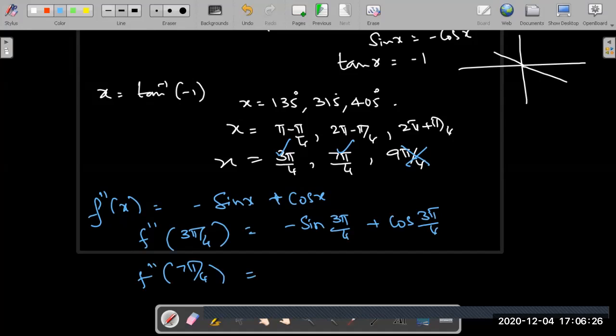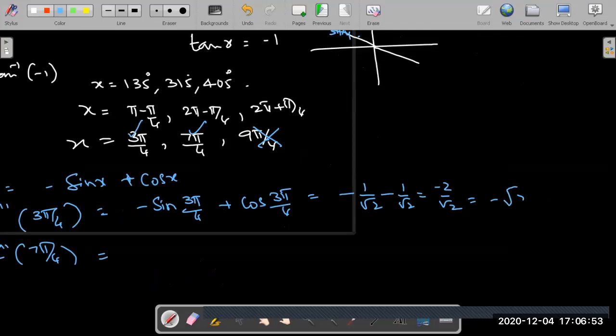So where is 3 pi by 4? 3 pi by 4 is this, pi minus pi by 4. This is the 3 pi by 4 one. So in this place, in the second quadrant, sine is positive. That's why we have minus 1 by root 2. This is 1 by root 2. But cos is negative. That means you have minus 1 by root 2. So you have minus 2 by root 2. So this minus 2 by root 2 will be minus root 2. So 1 is sufficient actually. We have already done f double dash 3 pi by 4 is less than 0.